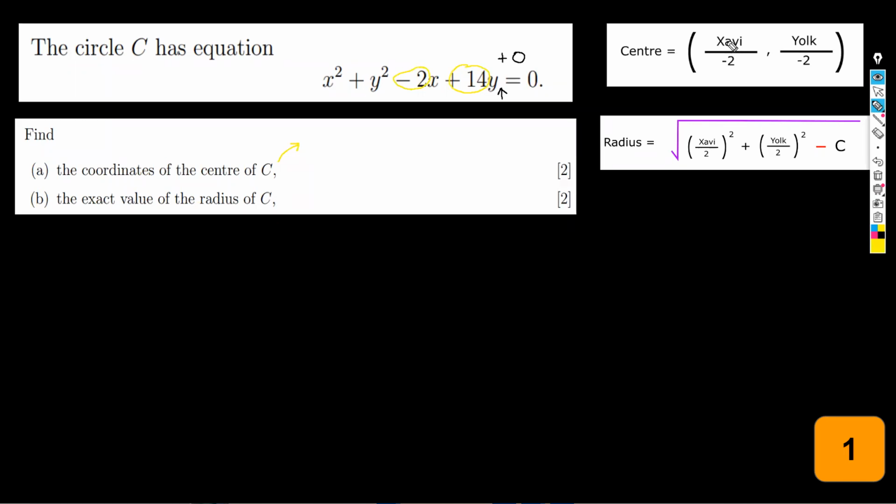So all we have to do to find the center is take Xavi and divide it by -2. For part A, it was just a matter of taking -2 and dividing it by -2. Some people forgot it was -2 we are dividing by. That -2 is understood. It's part of the formula. The Yoke value is 14, and we divide him by -2 also. Hence, the center is +1 and -7, right? So make sure you have the signs correct.